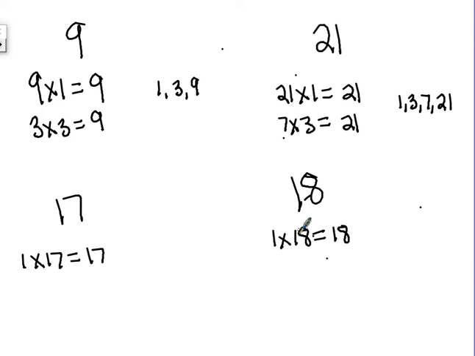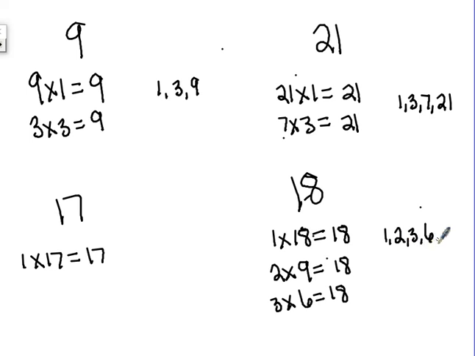Okay, for this one, there's a lot of different ways. So we'll start with 1 times 18 equals 18. Then we'll go to 2 times 9 equals 18. Then, let's see, 3 times 6 equals 18, and I think that's it. Yes. So my factors would be 1, 2, 3, 6, 9, and then 18 itself.